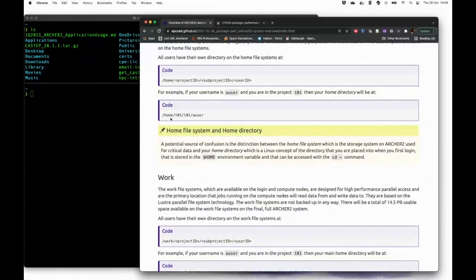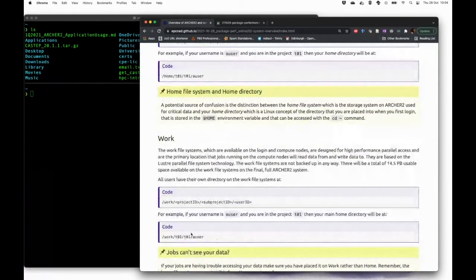Everybody has their own home and their own space on the home file system, which is like /home/t01/t01/user, where t01 is your project ID. And for this project, it's TA036. And you'll have a username. So it'd be /home/TA036/TA036/ and then your username. Similarly for work, it follows exactly the same pattern, except it has /work at the start.